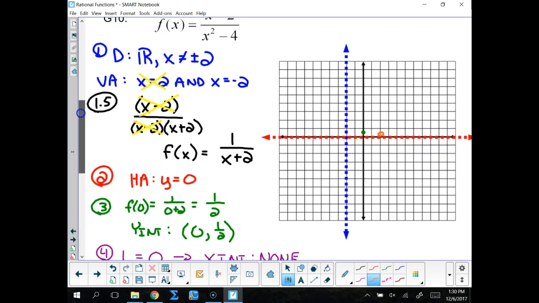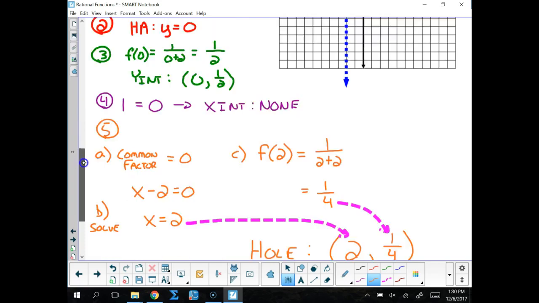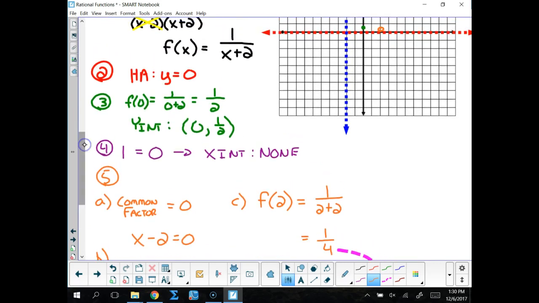Don't fill in your hole here, Liza. Okay? There's a hole on your graph. Don't fill it in. Okay? It's got to stay a hole. With me so far? Now, we go to step number 7.